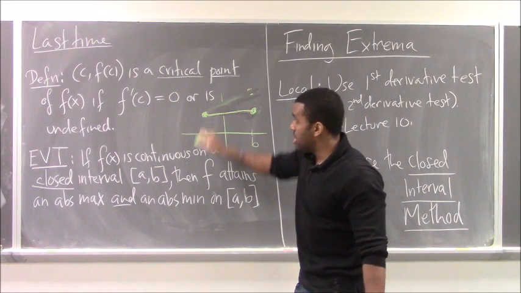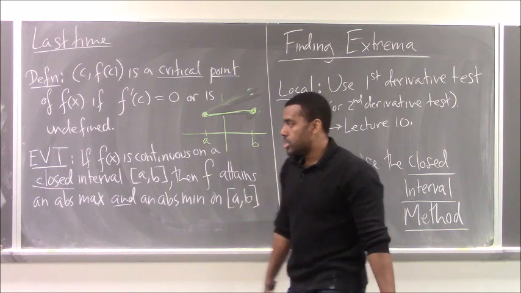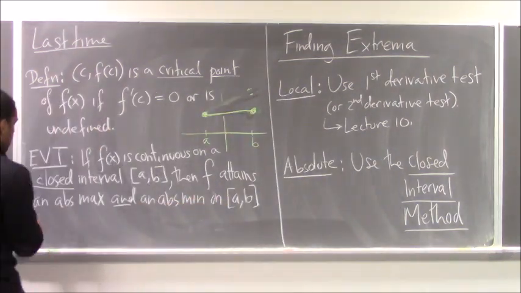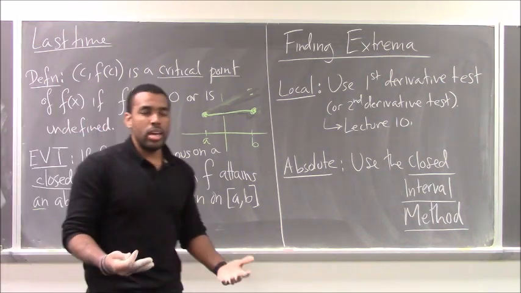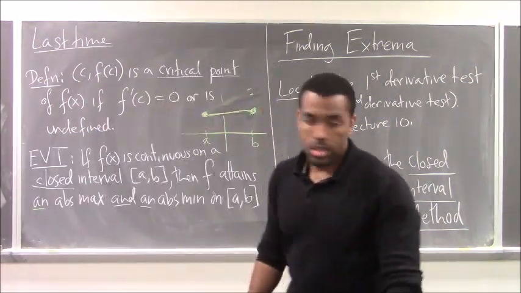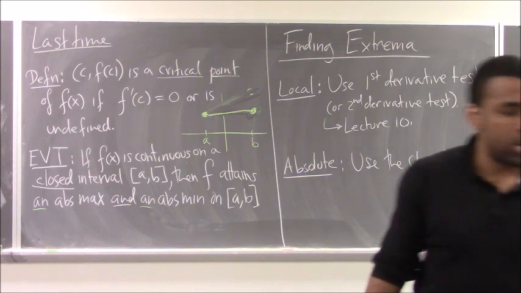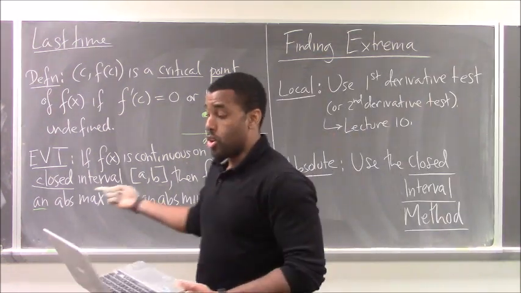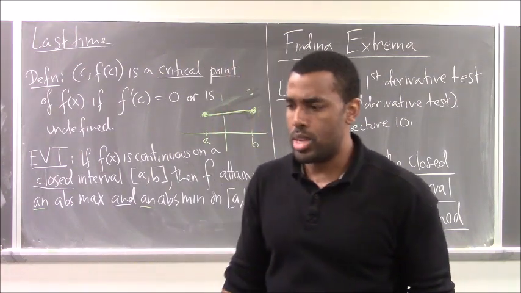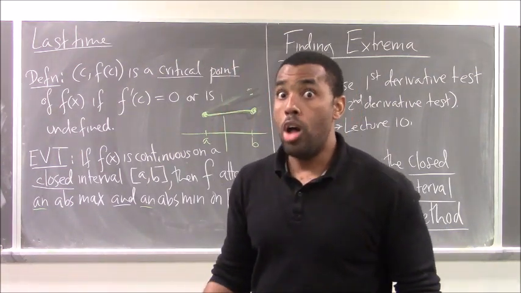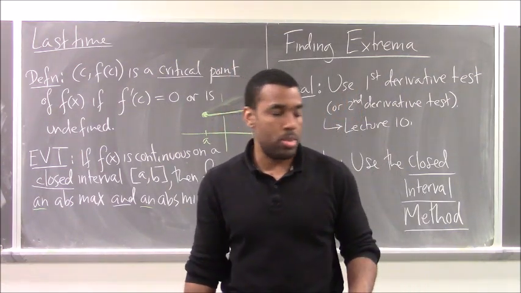So you can have an infinite number of these here. When we say it attains an absolute max and an absolute min, that's a math way of saying at least one. So yeah, that was a good question, very insightful. If you have a horizontal line on a closed interval, it does attain absolute maximums and minimums on that interval. In fact, all its points are absolute maximums and minimums.